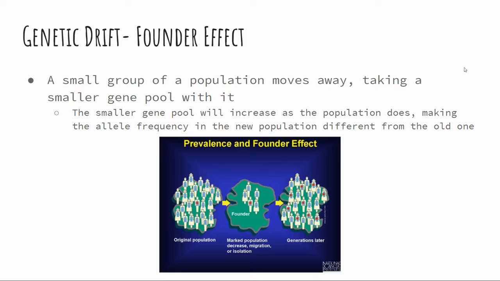So another type of genetic drift, you have the founder effect. This is when a small group of a population moves away, taking a smaller gene pool with it. So the smaller gene pool will increase as the population does, which will make the allele frequency in the new population different from the old one.